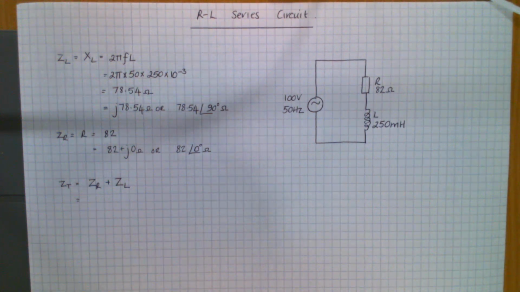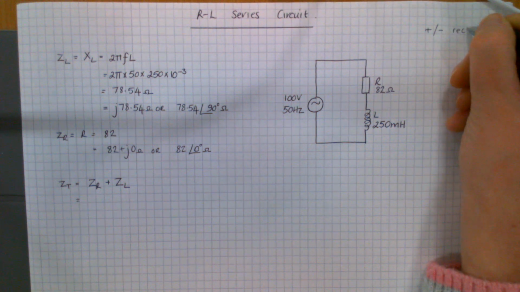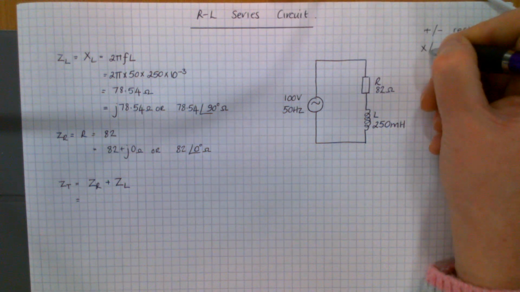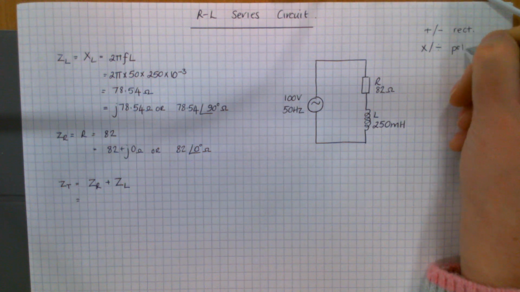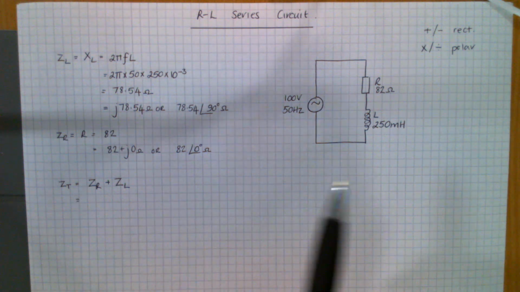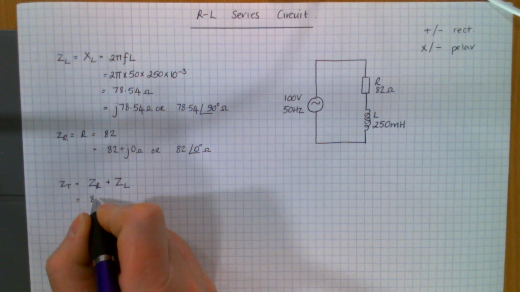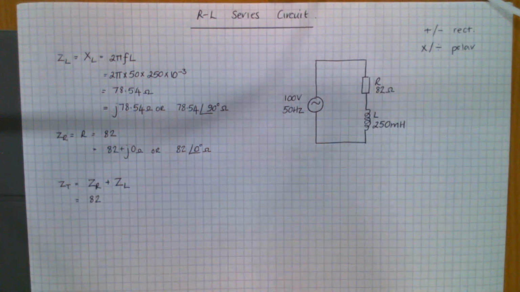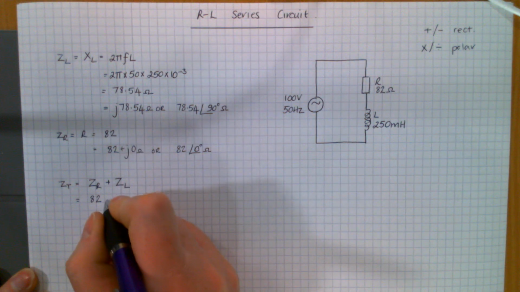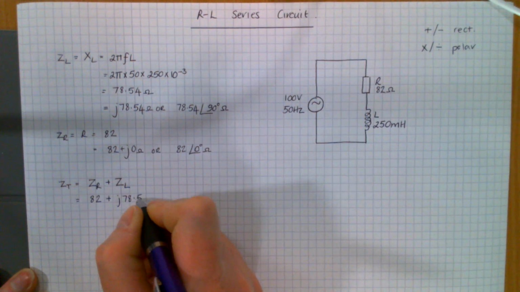Because you're adding, you want to be in rectangular form. So you want to add and subtract in rectangular form and multiply and divide in polar form. That's the easiest way. So because we're adding and subtracting, we're going to be in rectangular form. So we're going to add our ZR, which is just 82, plus J0, so we can just leave that out. We're going to add on our J78.54.